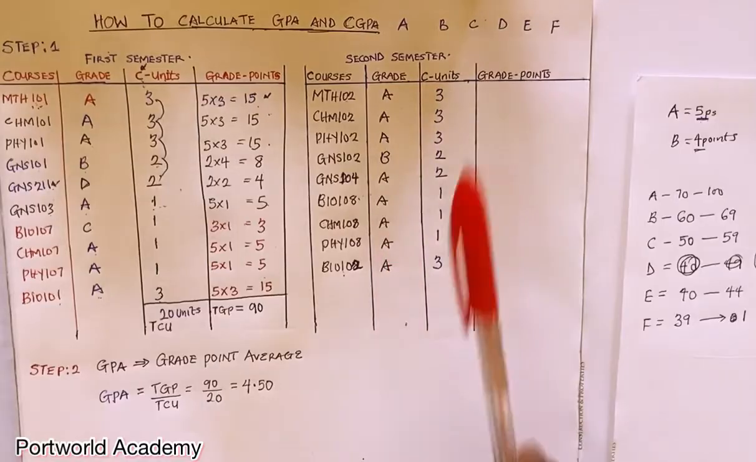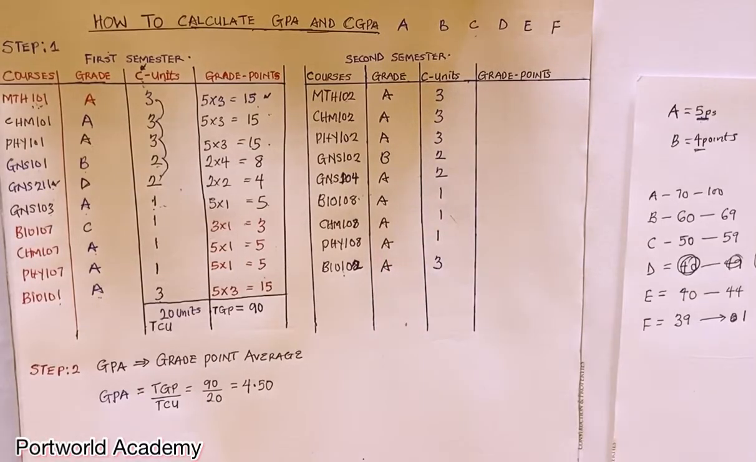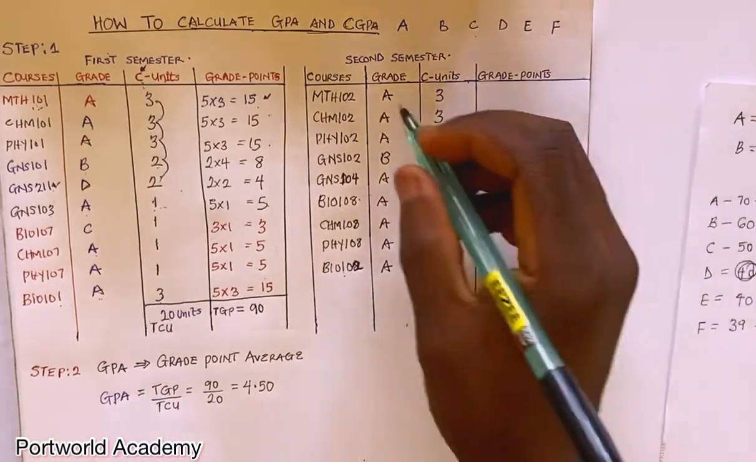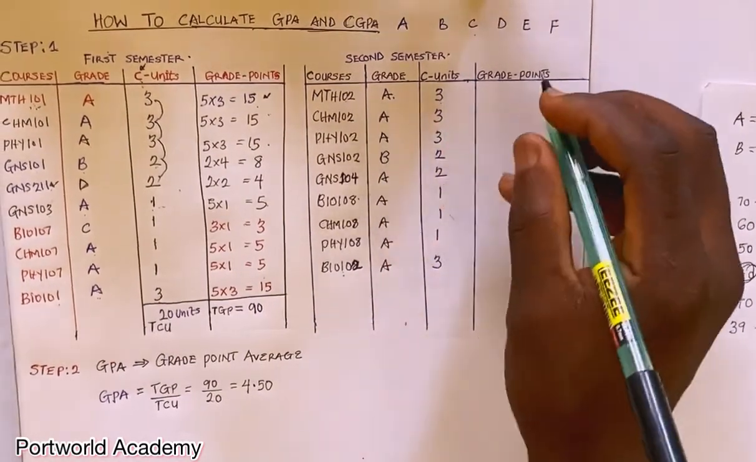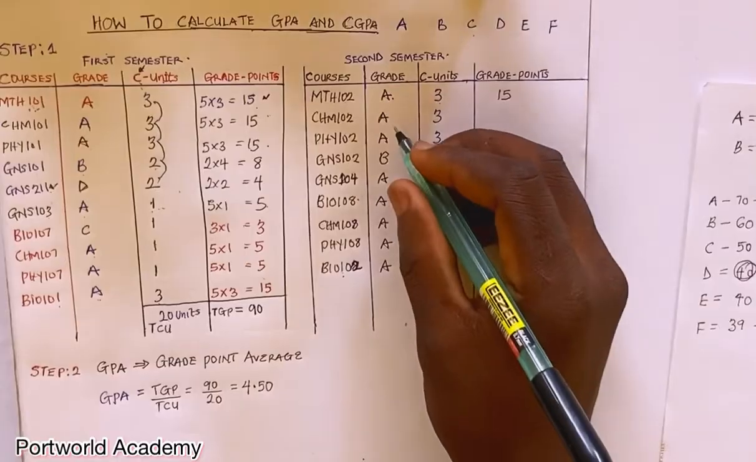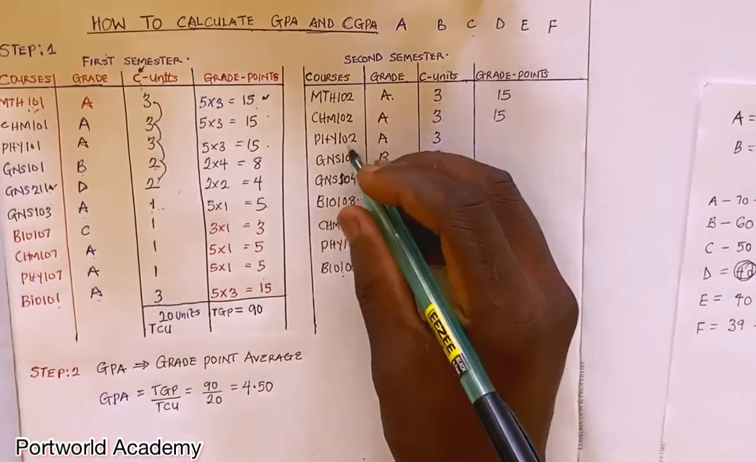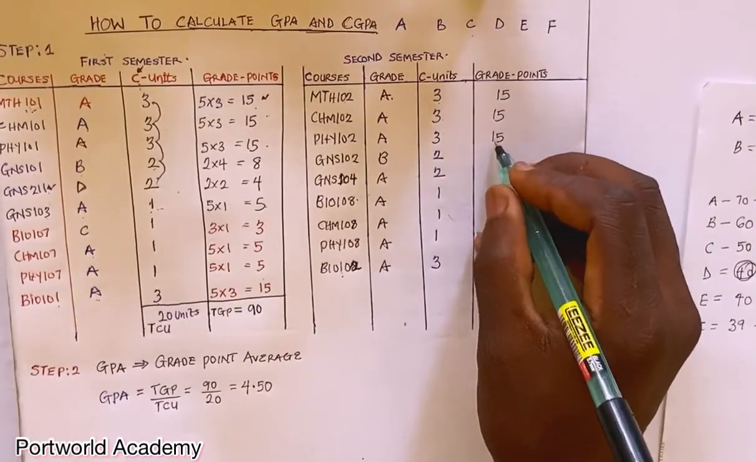So the next step, after you have brought out the table, you go ahead and calculate the grade point. How can you calculate the grade point? Just like your A is 5 points multiplied by 3, that will give us 15. Your section, this one is also 15, right? Because it is a 3 units course. Power 102 is also the same thing, 15, because it is a 3 units course.